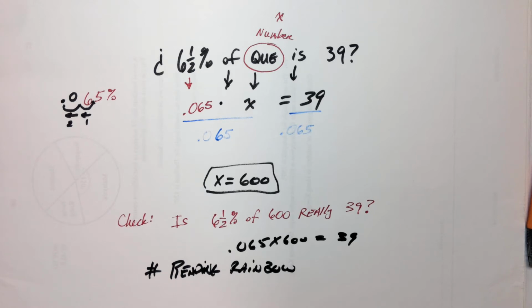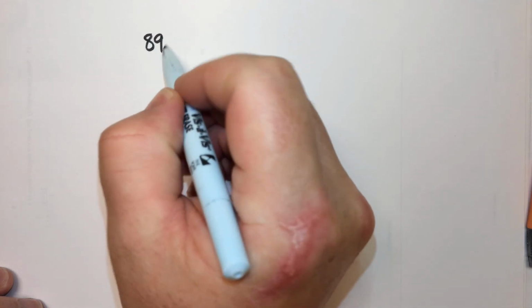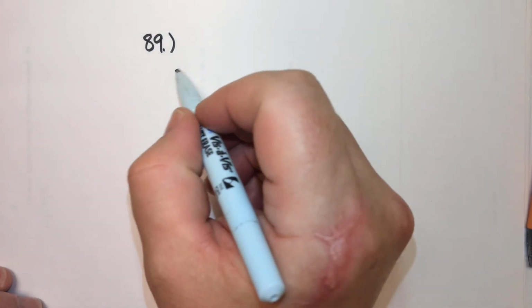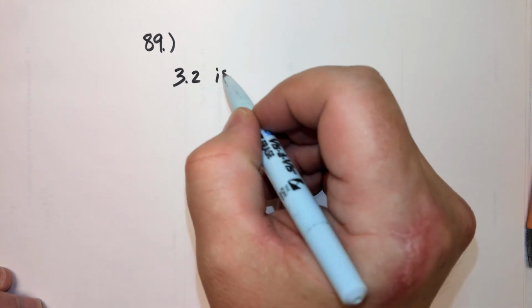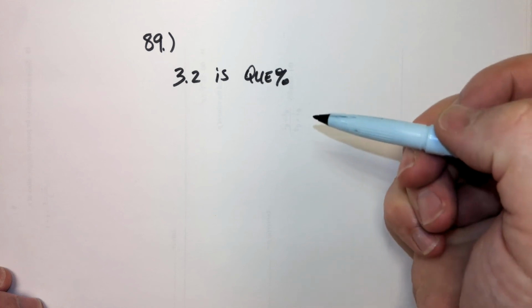That's probably it. Okay, we've got time for one more. Number 89. It's K89, 3.2. What was the answer for the last one? 600.